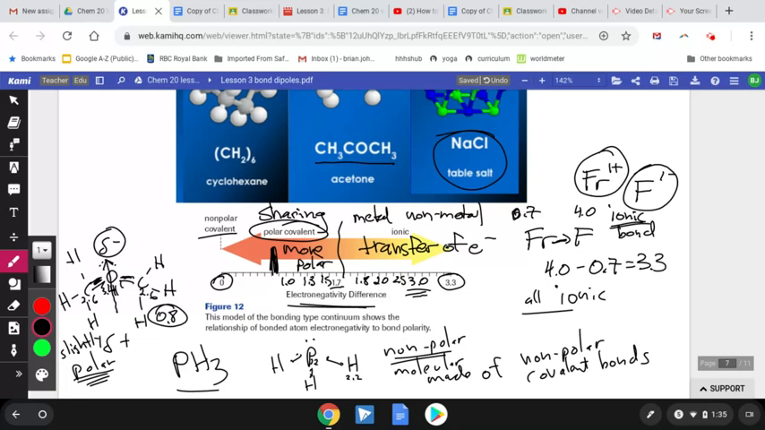So NaCl, the example they give, Na is 0.9 for electronegativity, and chlorine is 3.2. So the difference there is 2.3. And students always ask, well, what's the number? What's the cutoff? Where do I say exactly it's ionic? And there is no magic number. There is no magic difference. It's simply if you have a metal and a non-metal, the difference is big enough that it's going to be ionic.